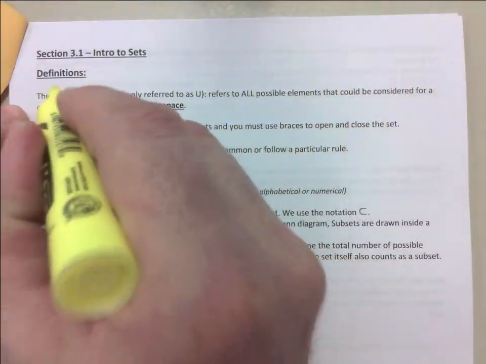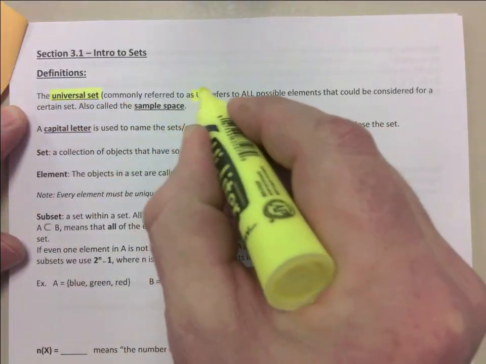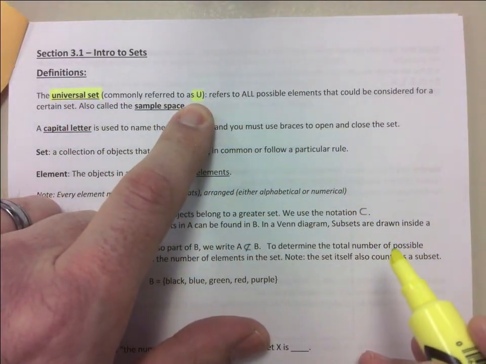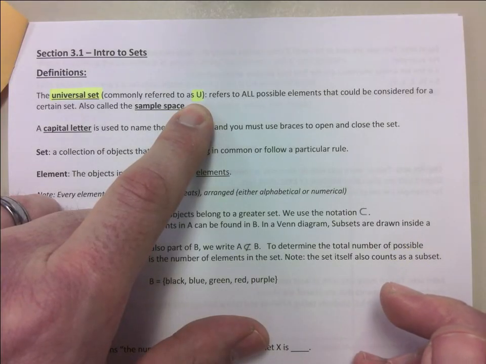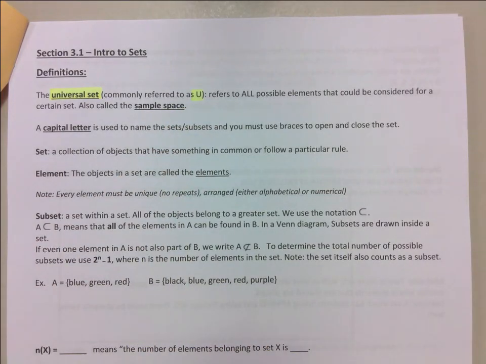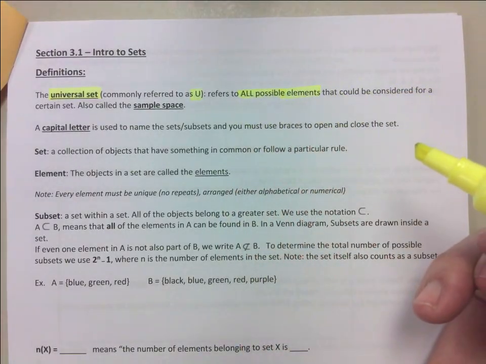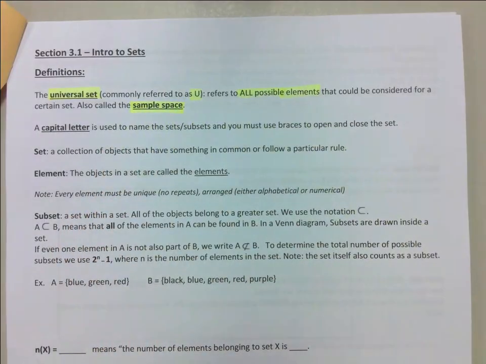So the first thing you need to know is your universal set. We usually call it U, but it's not always U. Sometimes it's a different letter, but that's the one outside. It's all possible elements, and it's sometimes referred to as your sample space. That's what you can draw from.